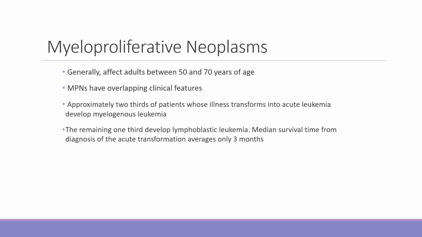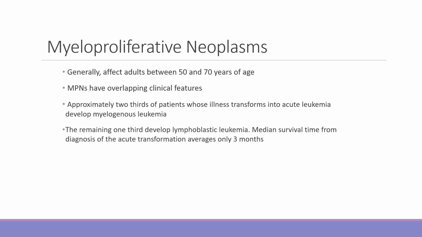So looking at some other characteristics of myeloproliferative neoplasms, generally we're going to see a demographic of adults between the ages of 50 and 70 years of age, so an older demographic or a more mature demographic. These MPNs are going to have overlapping clinical features, so they will have some features that are the same as other myeloproliferative neoplasms, but they will have some things that are specific just to them.